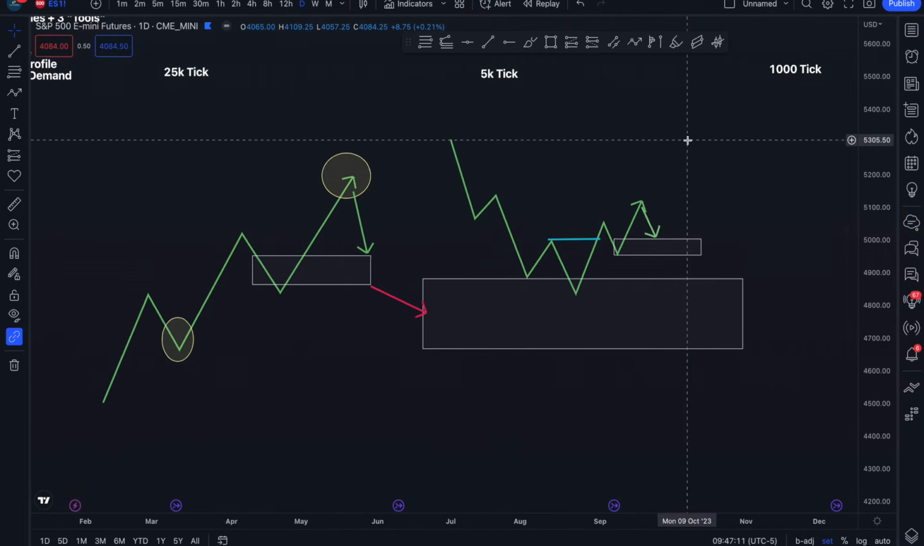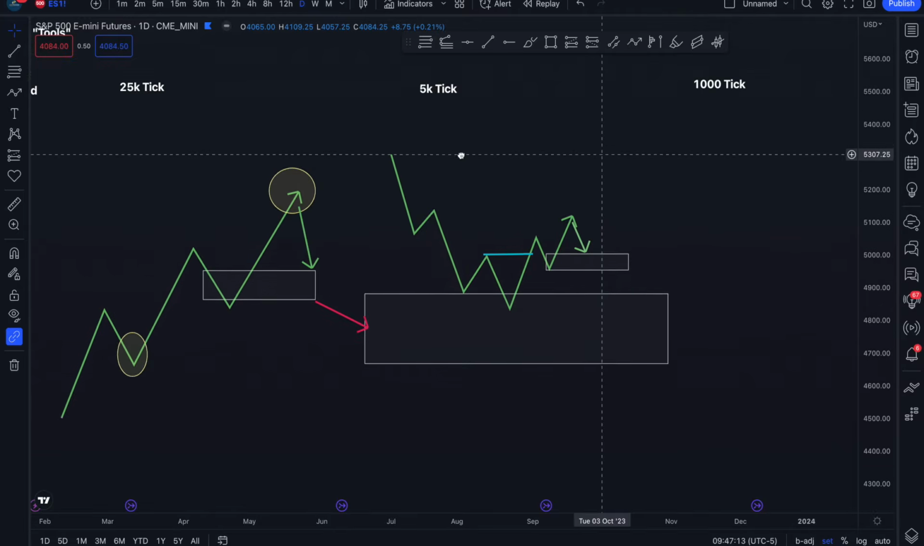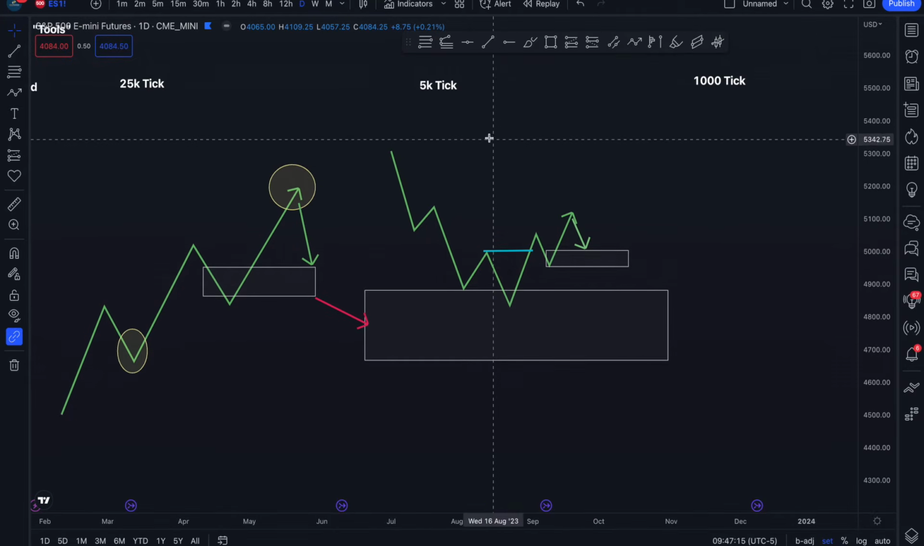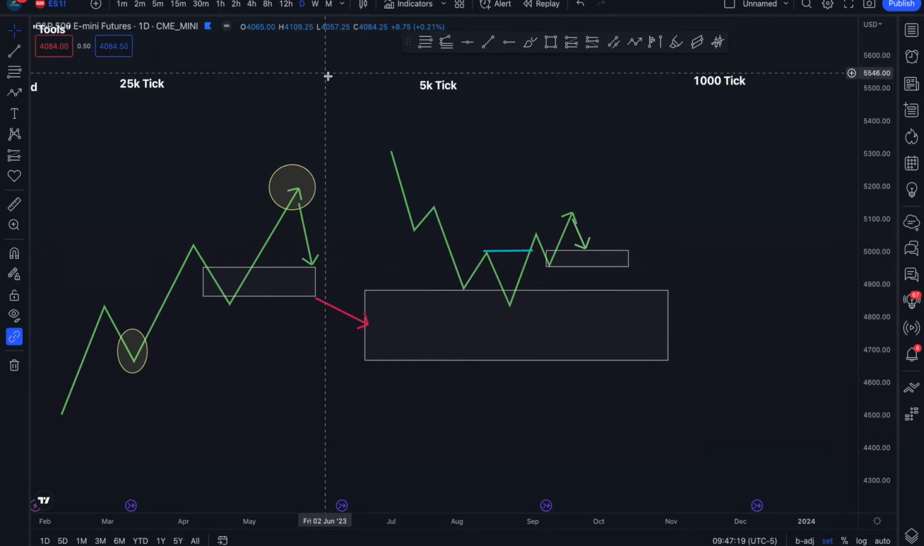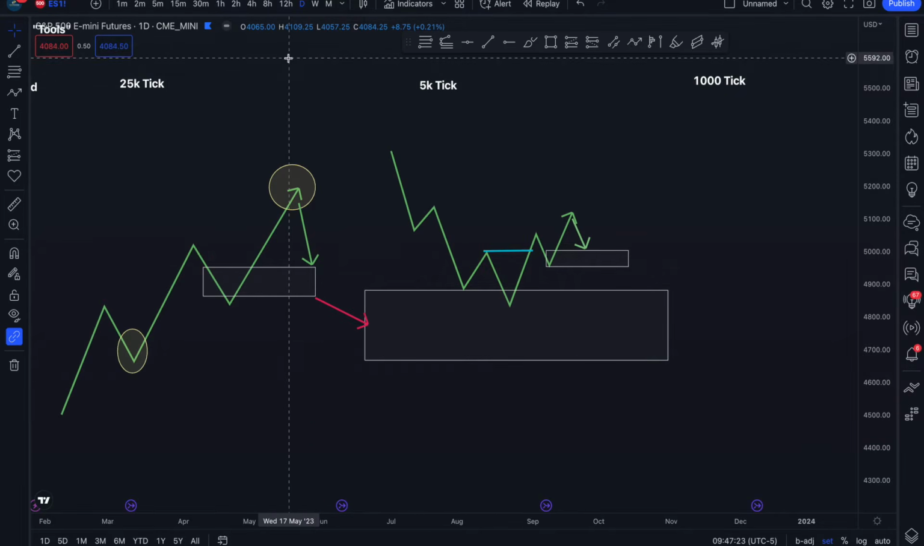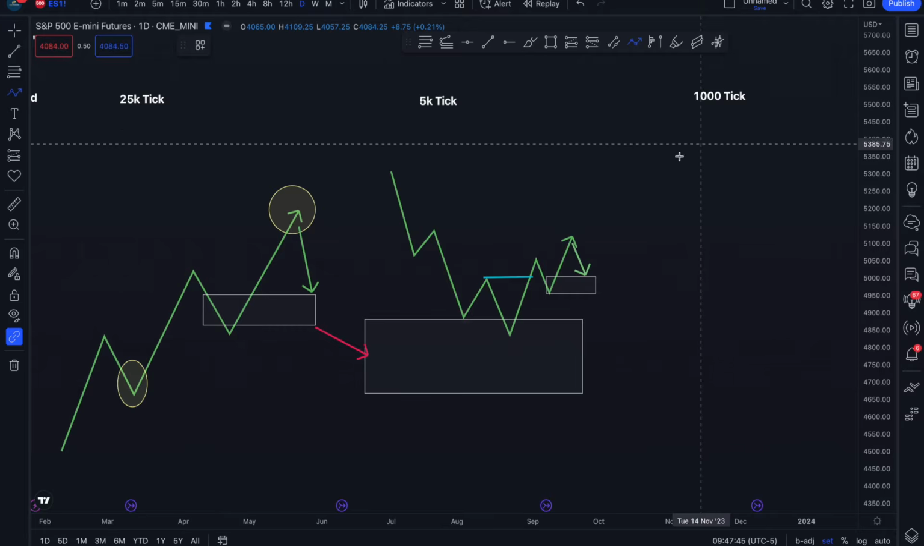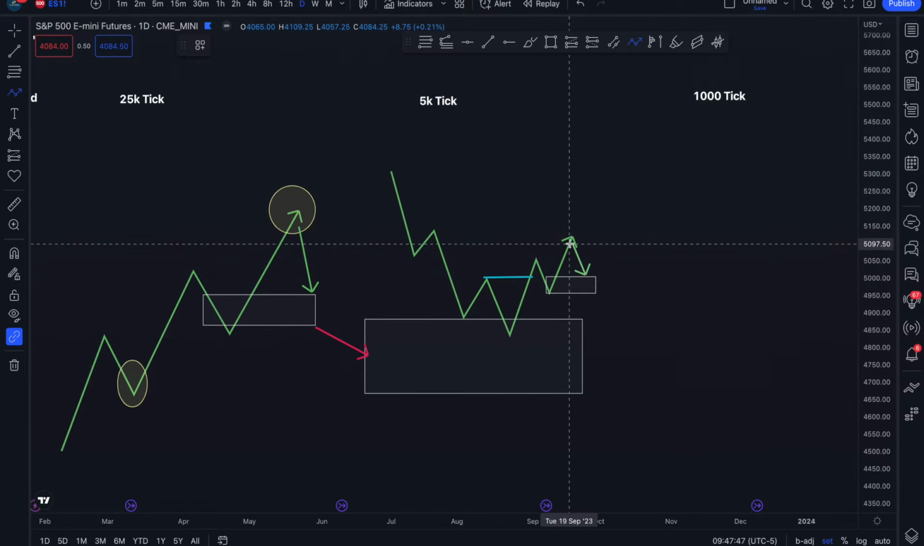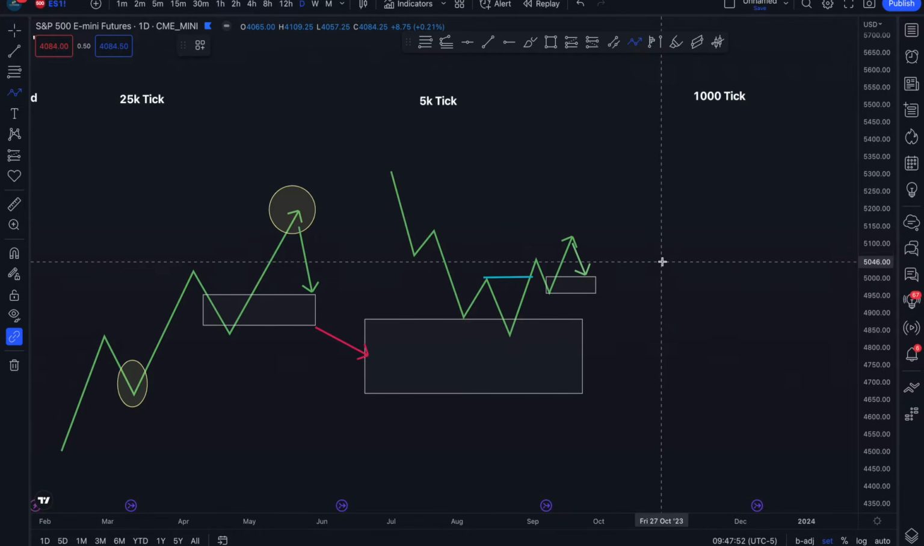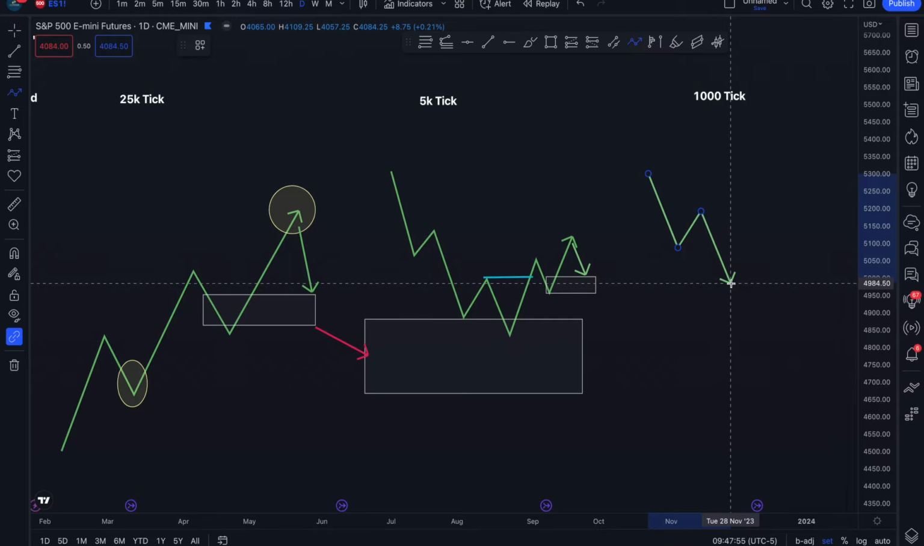then I'm going to go to my 1,000 tick, and what I'm going to do is look for the first break of structure once we enter that zone. So now, this is just where I'm going for precise entries. So as price is making this last leg down, that's going to again look like lower highs and lower lows.